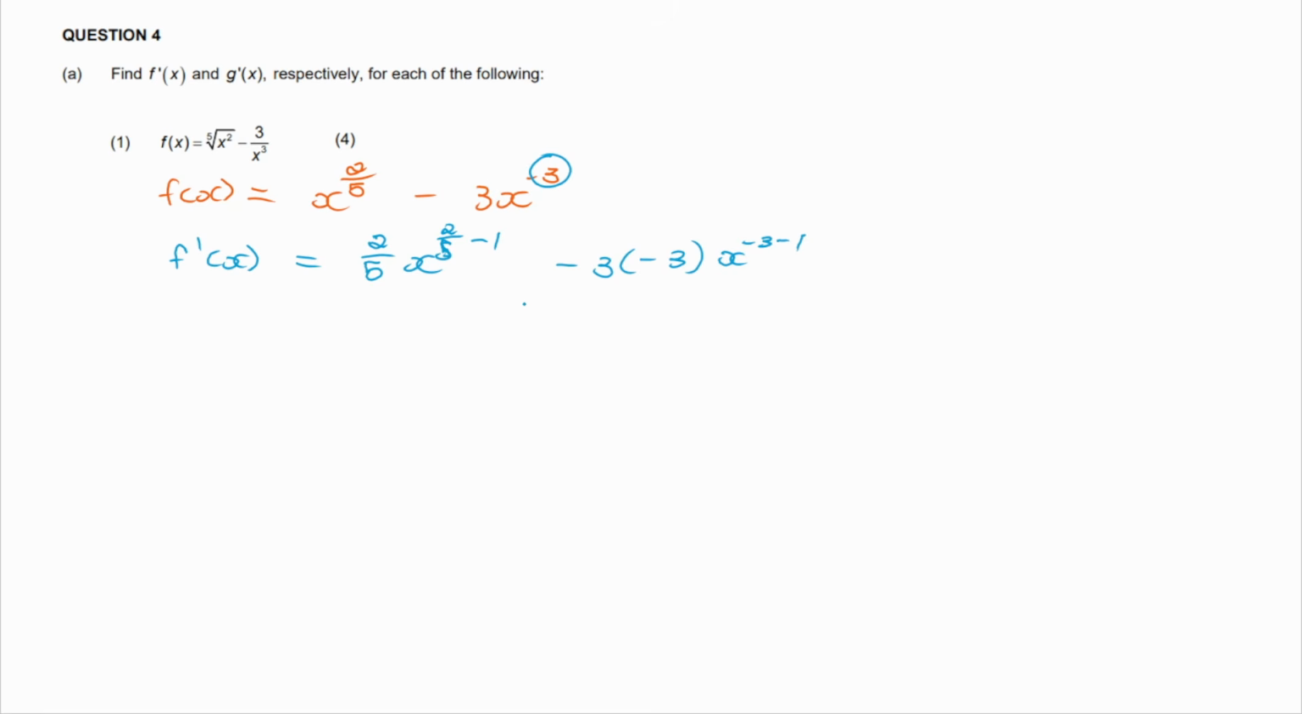Okay, so just our normal rules for differentiation. So that's 2 over 5 x, 2 over 5 minus 1, that just gives us minus 3 over 5. You feel free to use your calculator over there. And over here, we're going to get plus 9 x to the power of -4. Okay, they don't say leave your answers with positive exponents, so feel free to just leave it like this. Okay, nice and easy. Just put it in a form that is easy for us to work with.